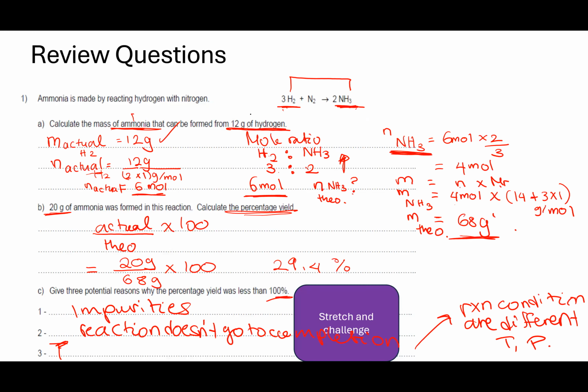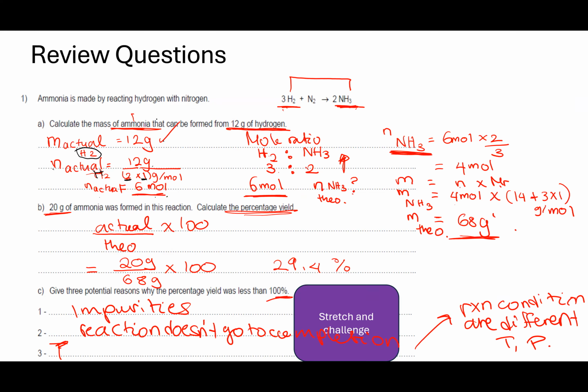So we're going to follow now the steps. The actual mass for me is 12 grams. The actual n of hydrogen is 12 grams divided by 2 times 1, the Mr of hydrogen, because it's H2. And then the actual n is equal to 6 moles. So now I found my actual n.